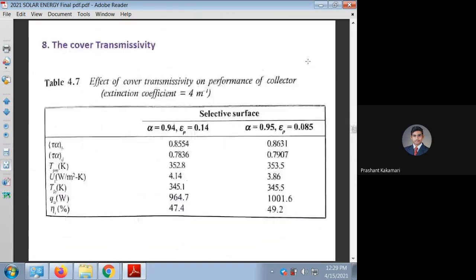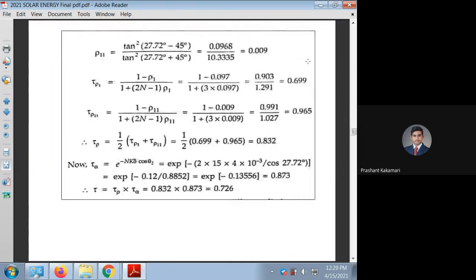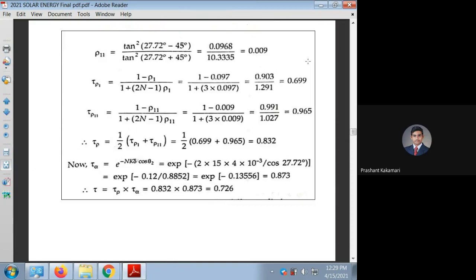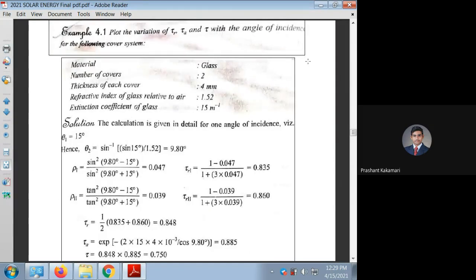So we'll take one more problem. In the same equation, we have to just substitute given values. Okay, we'll take one more problem. This will give us more light towards this topic we are discussing.